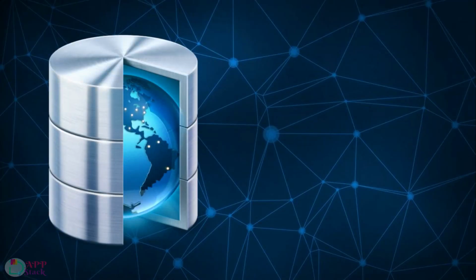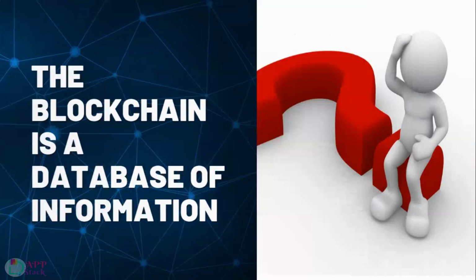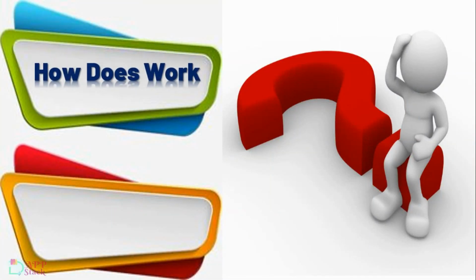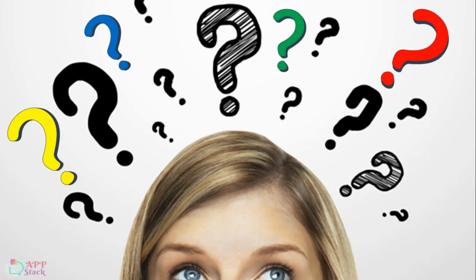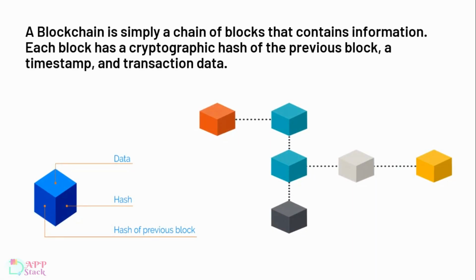Now let's go back. In short, blockchain is just a database of verifiable information. Now, the second point is how does blockchain work? Obviously a question is moving in your mind about how it works. Blockchain is a chain of blocks that contain information. Each block has a specific amount of details that we'll describe in the next slide.